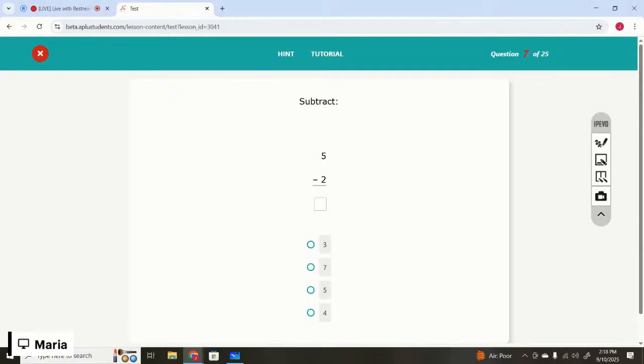5 take away 2 is 3. Option number 1 is the correct option.